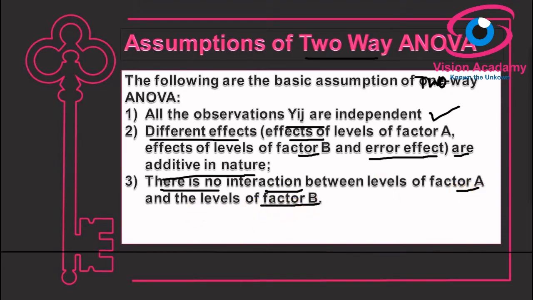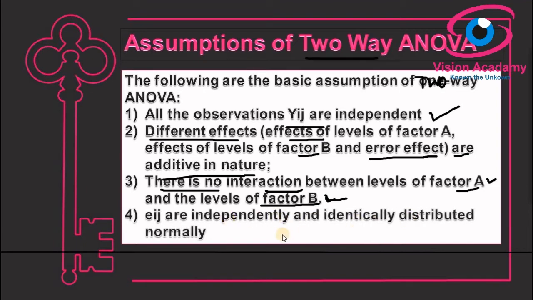The two independent variables we have considered have no interaction between them. Within factor A or within factor B there may be interaction, but between levels of factor A and levels of factor B there must be no interaction. Since we are dealing with a parametric test, one more assumption is that the data must be normally distributed, so the Eij are independently and identically distributed normally. So these are some of the assumptions of two-way ANOVA.